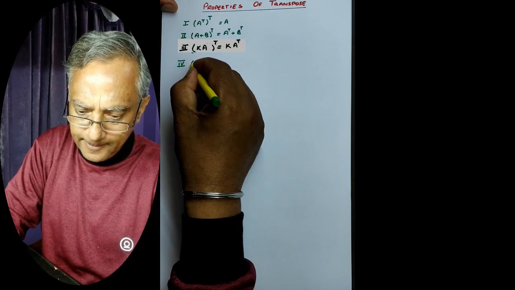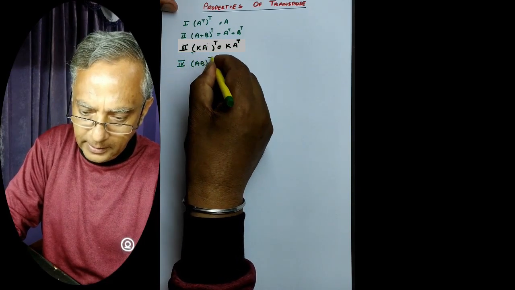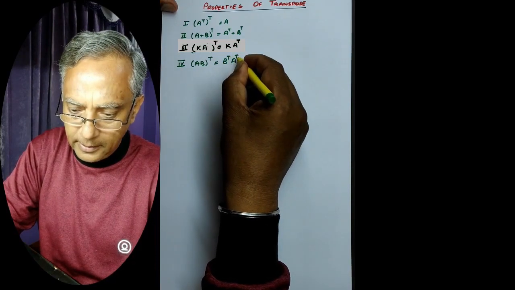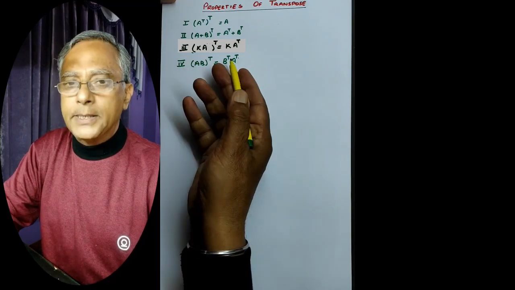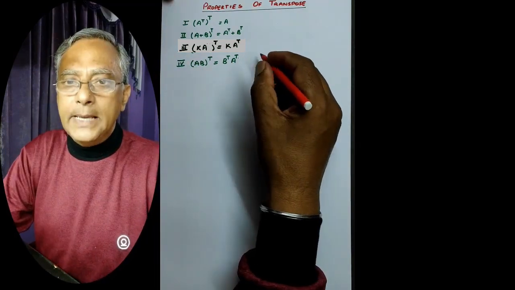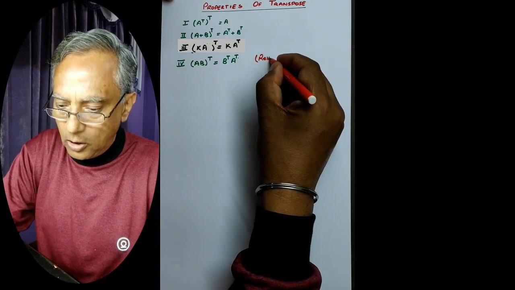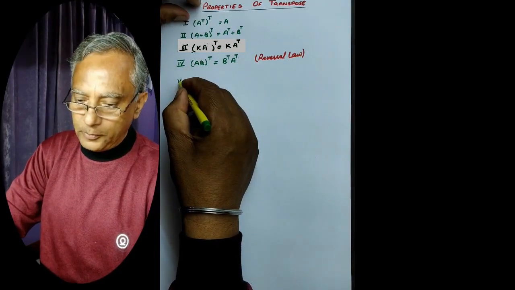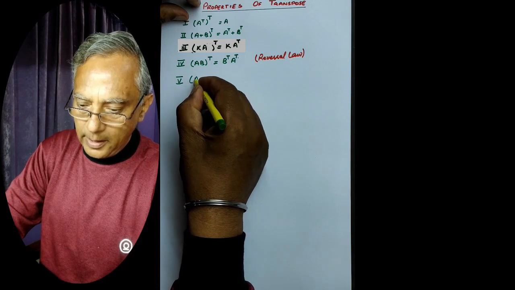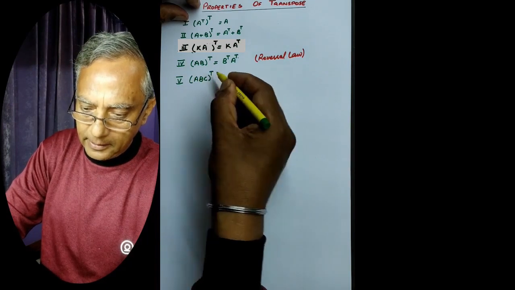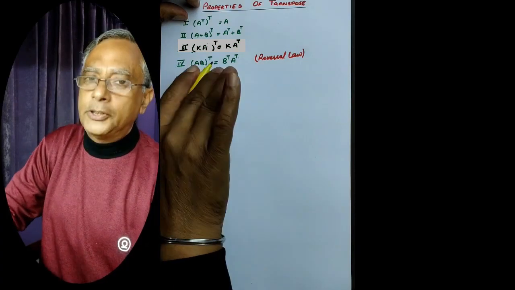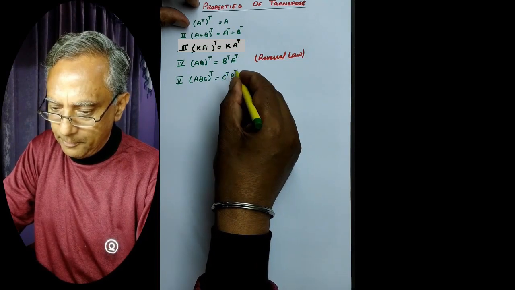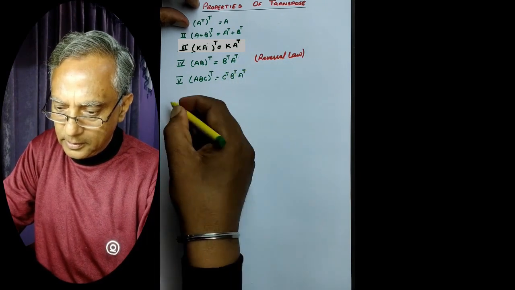Fourth property is (AB) transpose is equal to B transpose A transpose. The order of these two matrices will be reversed. This is known as the reversal law. Order of the matrices will be reversed. And fifth property is (ABC) transpose: order of all the three matrices will be reversed. So this will be C transpose, B transpose, A transpose.